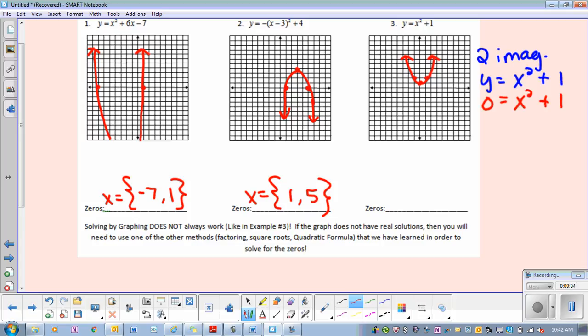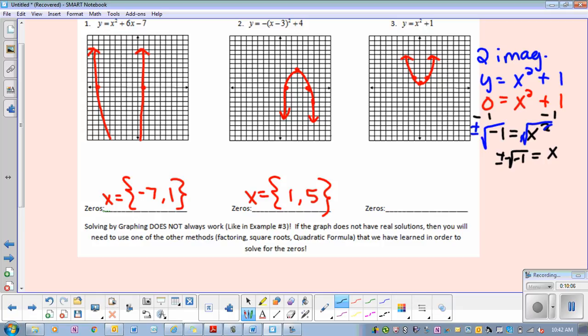Okay? Let's solve for the x. I'm going to subtract the 1. So now we have negative 1 equals x squared. Guys, how do I get rid of this square? Square root. But when you take the square root, you have to put plus or minus. So now we have x equals plus or minus square root of -1.